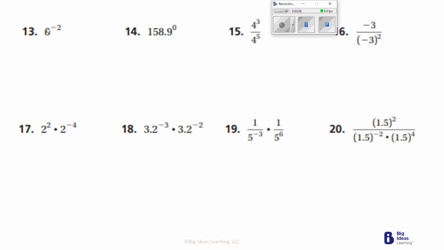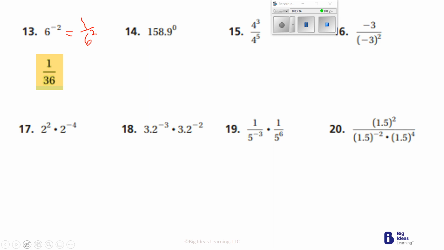Number 13 says I got 6 to the negative 2 power. That means 1 is going to be above and 6 will be below to the 2nd power. 6 to the 2nd power is actually 6 times 6, which is 36. So just so you get a visual, this is going to equal 1 over 6 to the 2nd. And then 6 times 6 is 36. And that's how they came up with that.